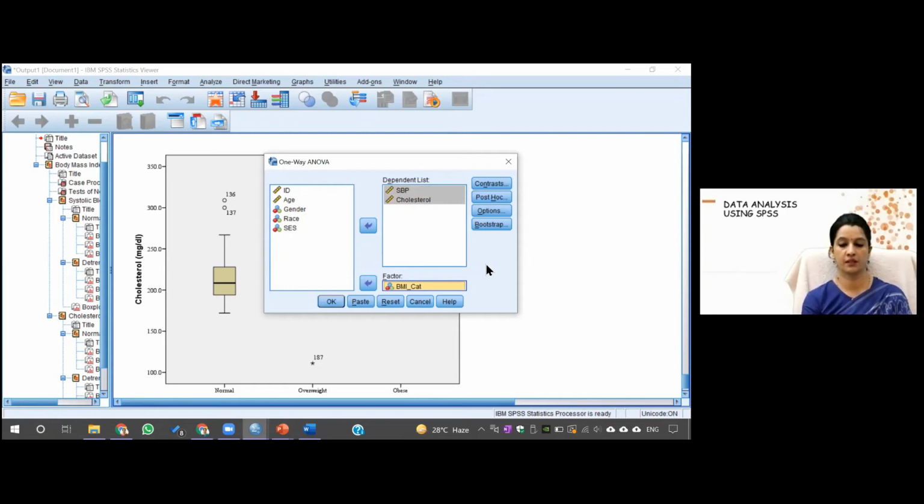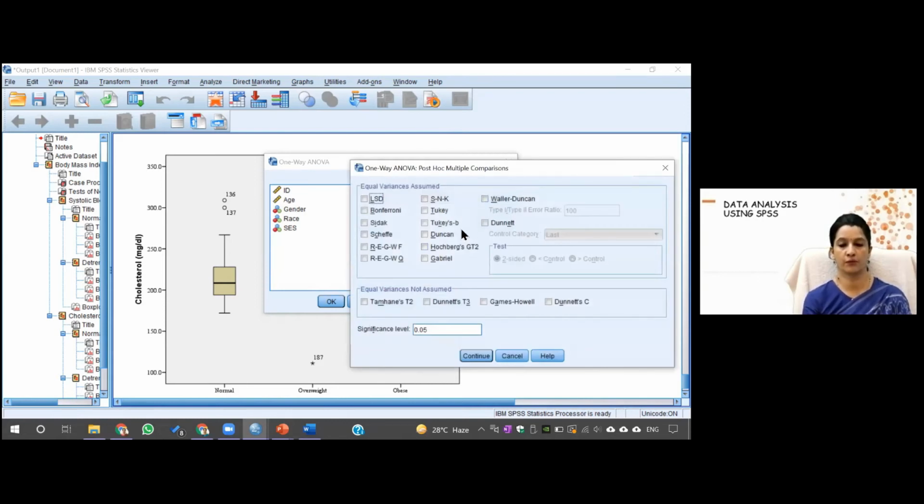You can see here that you have to click this Post Hoc. We read about Tukey when the equal variance is assumed, and if it is not assumed, then you have to click Games-Howell, because you will come to know only after the output is released. So you need to check these two beforehand. That's why I have checked both Games-Howell and Tukey. So now I'll press Continue.